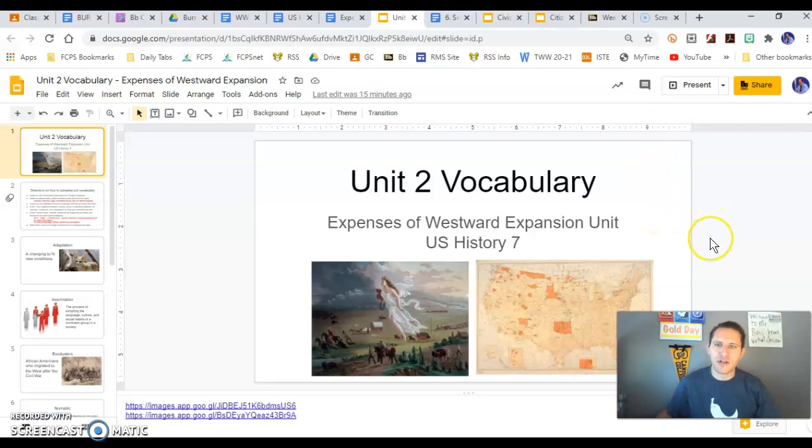Hey everyone, it's Mr. Burns here, and we're going to talk today about your Unit 2 vocabulary in Unit 4, Expansion of Westward Expansion, which would be a short unit, another 2.5 week unit, just like we did with Reconstruction. You can see a couple images here that depict some of the key ideas of Westward expansion, Manifest Destiny, and Native American reservation lands.